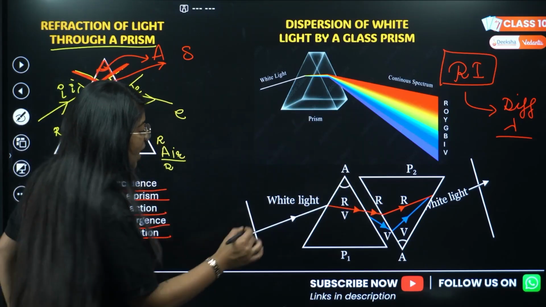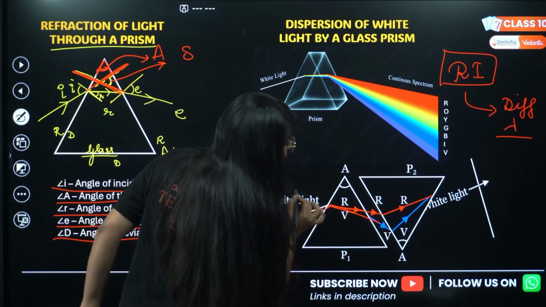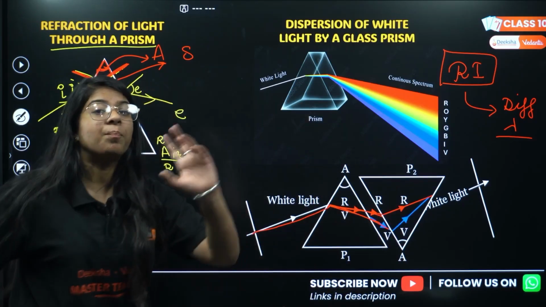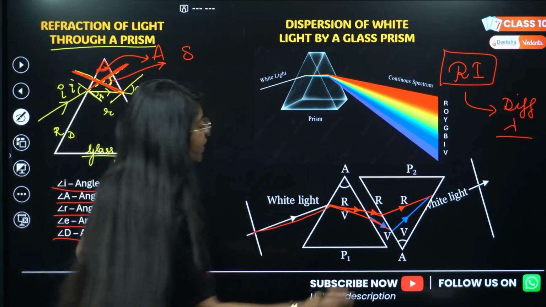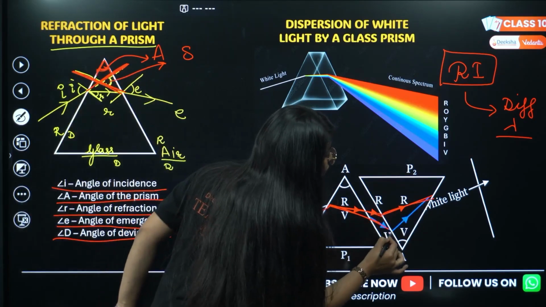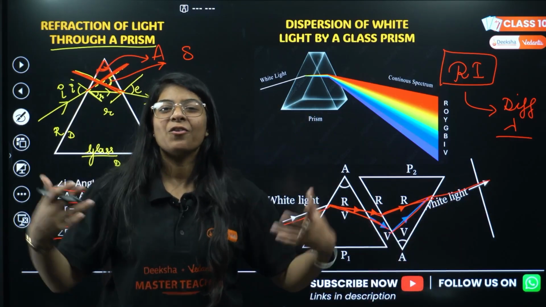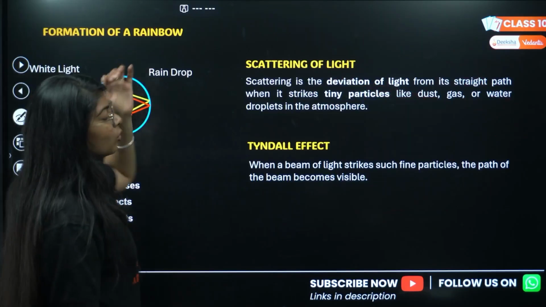What happens? We send white light into a prism, it gets dispersed into its 7 colors. If we send those 7 colors again into a prism, but now the prism is inverted, it goes into the prism and combines into a single light again, that is white light. Understood? Okay, moving on, we just have 2 things left.